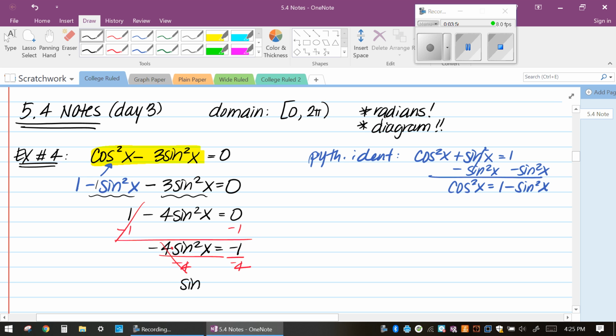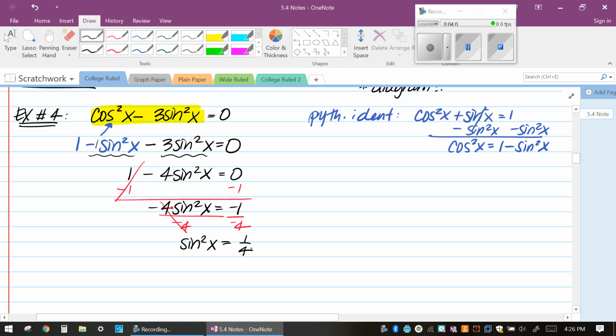So now, since I'm using square roots, my goal is to isolate the trig function and get rid of the exponent. So now I'm going to square root both sides. Remember that when you square root a fraction, you have to square root the numerator and the denominator. If it doesn't come out perfectly, here it did. Square root of 4 is just 2. But if I would have gotten something like 1 over root 3, I'd have to rationalize it. And I showed that in the previous video.